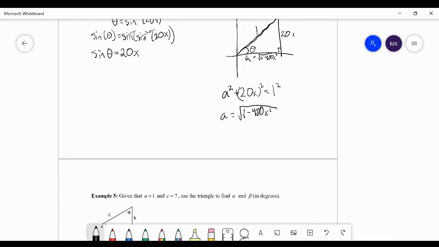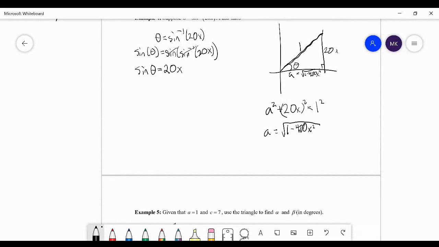Now what? Well, tangent is just opposite over hypotenuse. Or sorry, opposite over adjacent. Tangent is opposite over adjacent. So tan of theta is opposite over adjacent.